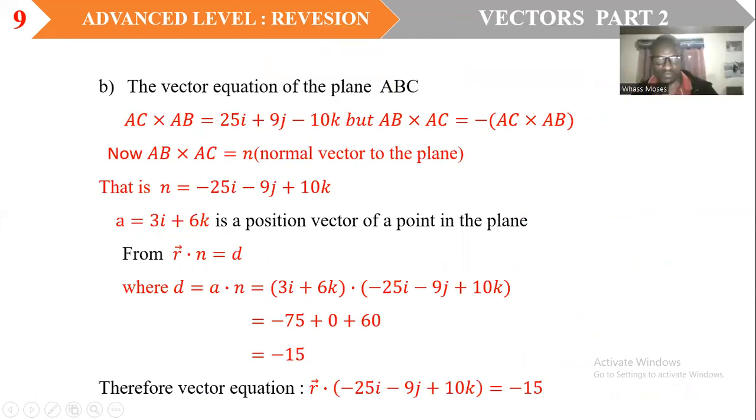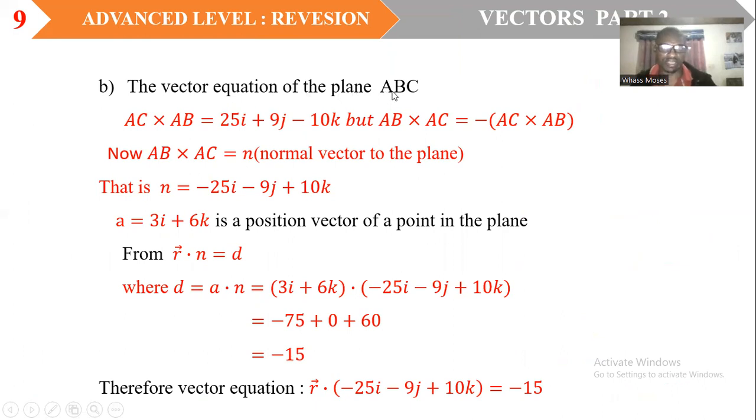Part (b) of that question says we should find the vector equation of the plane ABC. You must first ask yourself, what do you need in order to find an equation of the plane? You need the equation in the form r dot n equals d. Now, how do we find the vector n? The vector n is always AB cross AC. But since the cross product is not commutative, AB cross AC is equal to negative AC cross AB. Please note this relationship, very important. AB cross AC is the normal vector, as we have indicated.